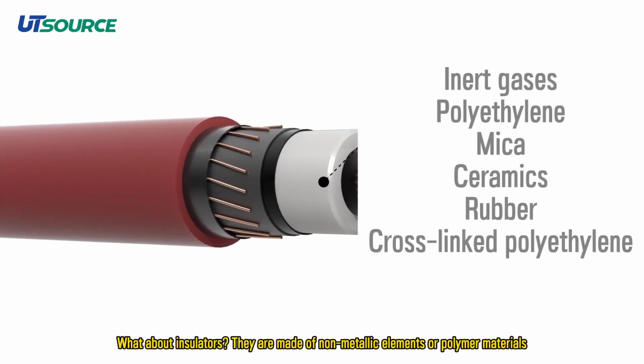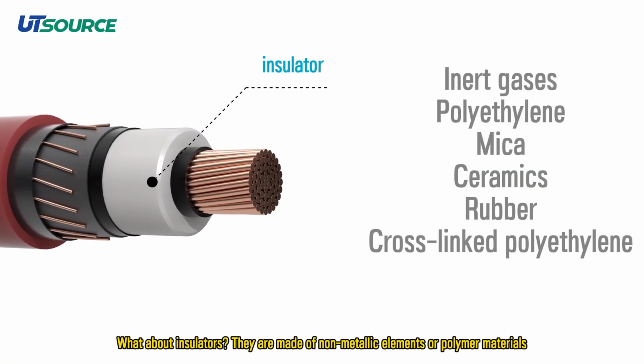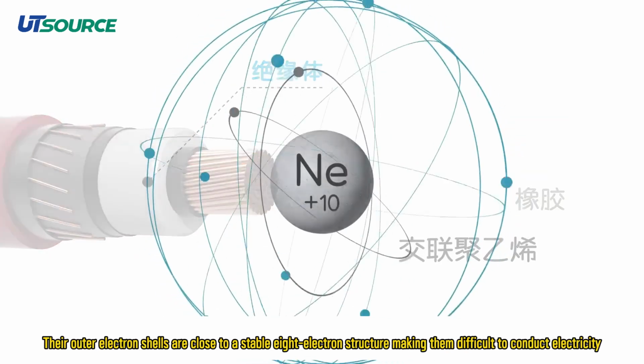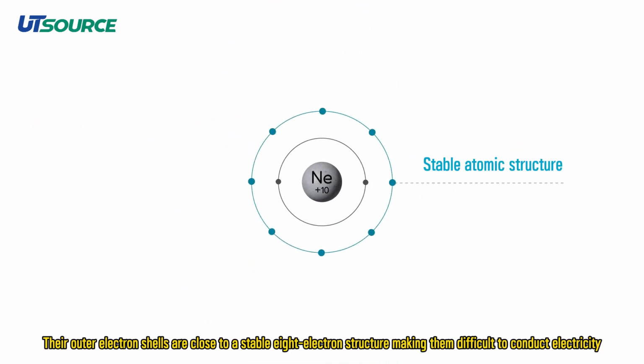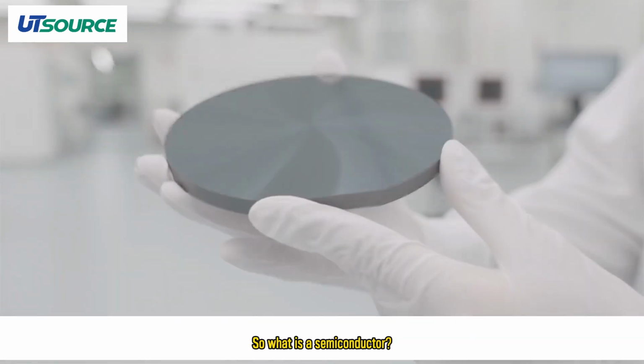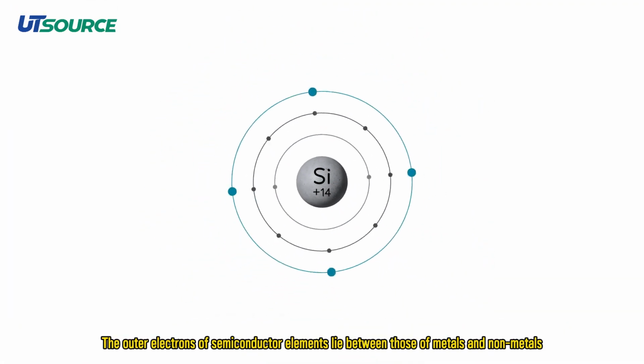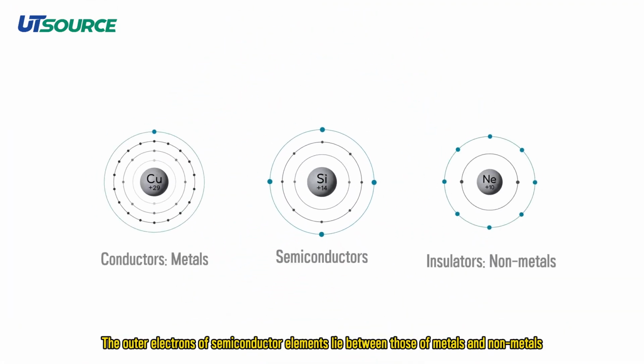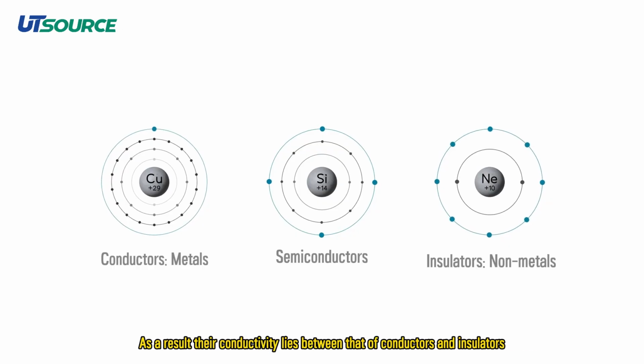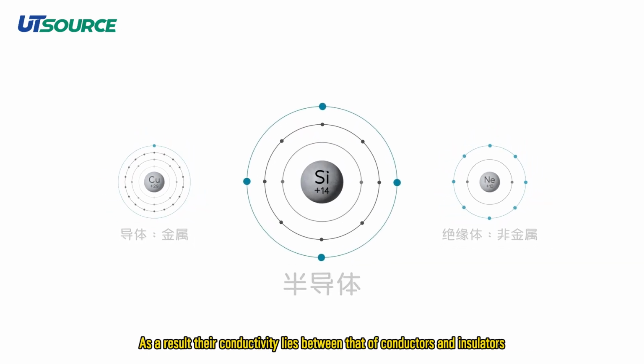What about insulators? They are made of non-metallic elements or polymer materials. Their outer electron shells are close to a stable 8-electron structure, making them difficult to conduct electricity. So what is a semiconductor? The outer electrons of semiconductor elements lie between those of metals and non-metals. As a result, their conductivity lies between that of conductors and insulators.